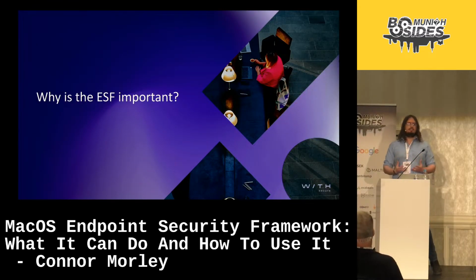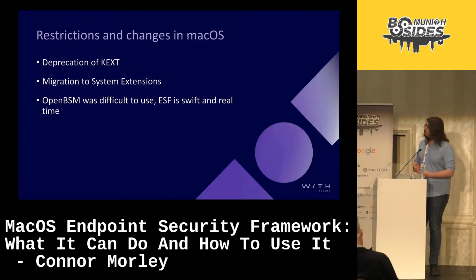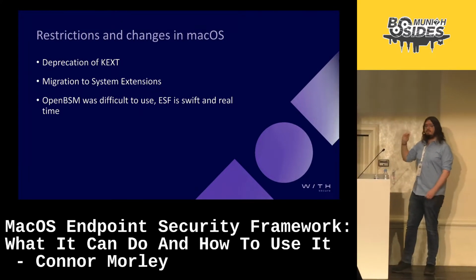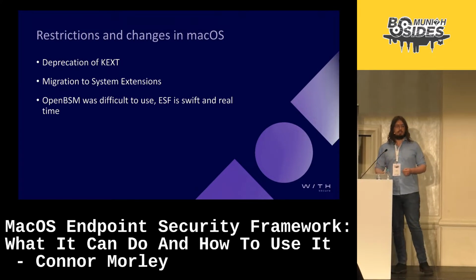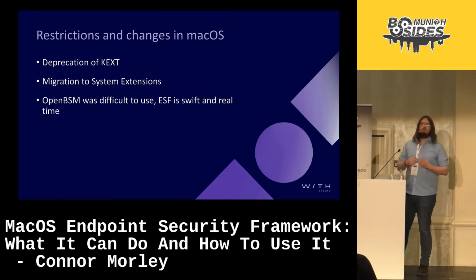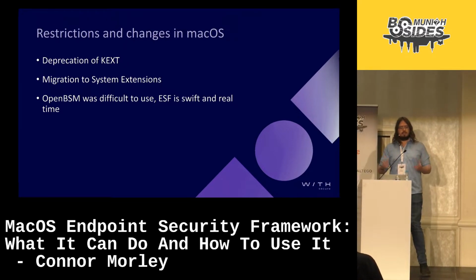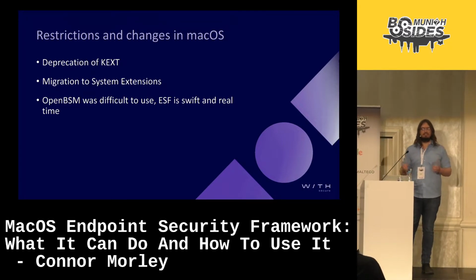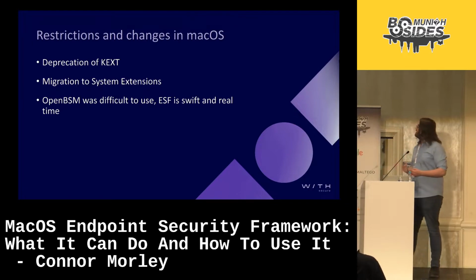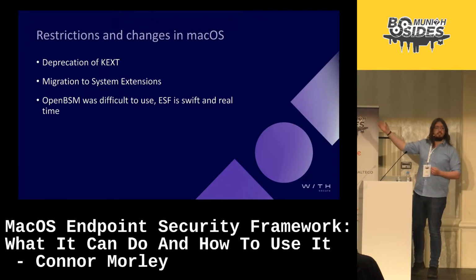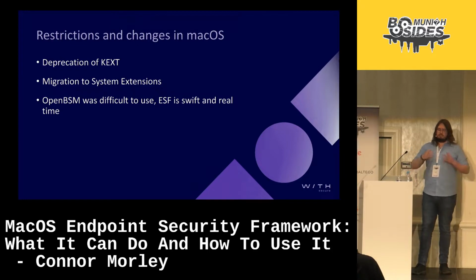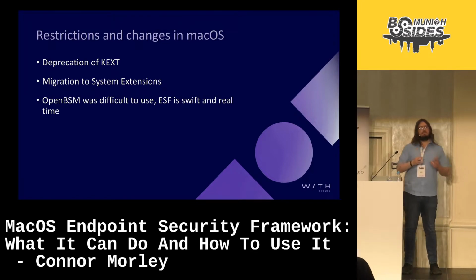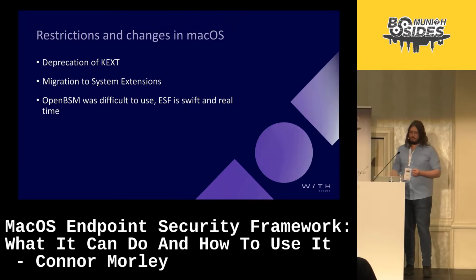But why is the ESF important? During the presentation at the Worldwide Developer Conference in 2019, they announced they were going to deprecate KEXT, or kernel extensions. Primarily, this means that they were removing third-party kernel extensions from the kernel space, meaning that third-party security vendors could not use their own kernel extensions for telemetry acquisition. Because of this, they introduced something called system extensions, which is their way of allowing access to proprietary Apple kernel extensions from the user space.